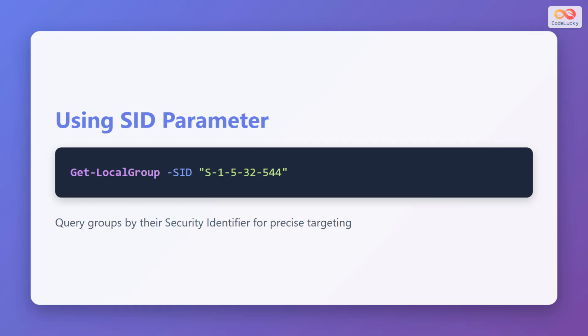You can also query groups by their security identifier, or SID. Use Get-LocalGroup -SID followed by the SID value in quotes. For example, S-1-5-32-544. Security identifiers are unique codes that Windows uses internally, and they're more reliable than names because they never change, even if the group is renamed.